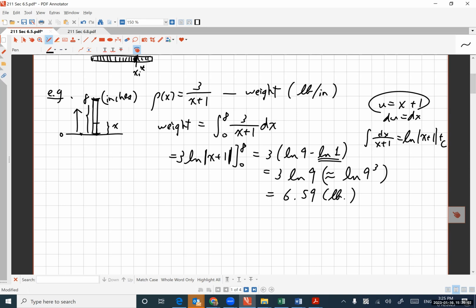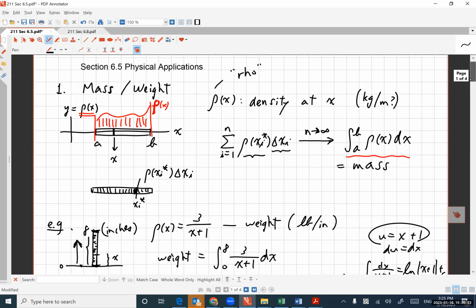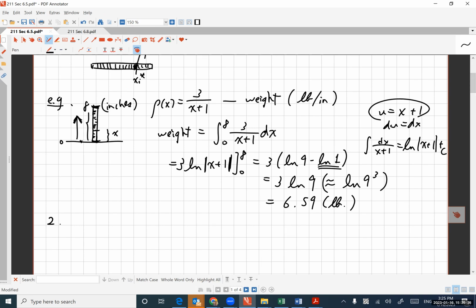In other words, at every single point, the density function is different, right? The density function gets lighter and lighter as you go higher and higher. But the way to add up an ever-changing, varying quantity over 0 to 8 is exactly what we do with integration. So that's it, okay? All right, so that is the first example.